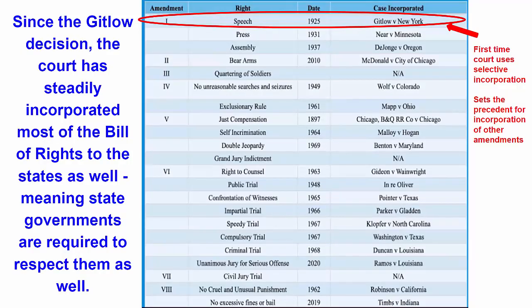And it began in the 1920s, 1925 to be exact, with the case of Gitlow versus New York. In Gitlow, that was the first time that the Supreme Court said, yes, the states also have to follow an amendment. In this case, it was freedom of speech under the First Amendment. And that set a precedent for the incorporation of other amendments and other parts of amendments, which has continued throughout the rest of the 1900s and into the 2000s.